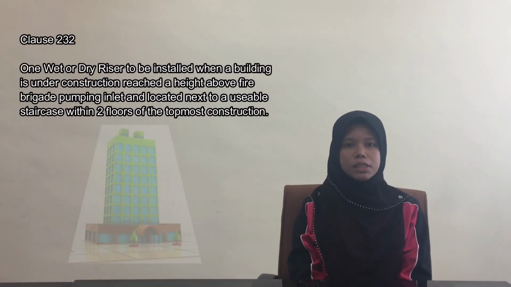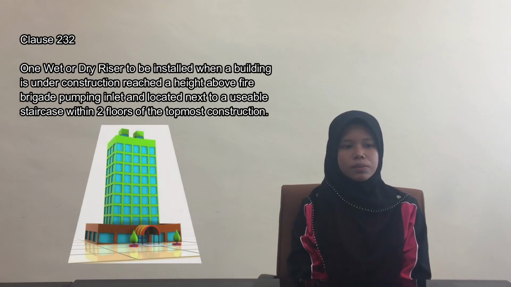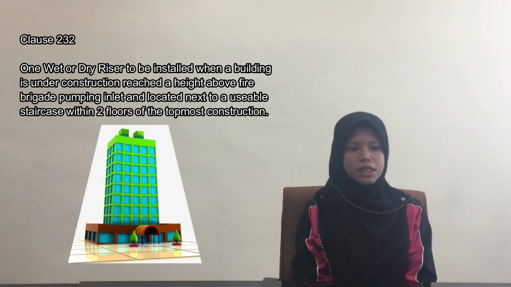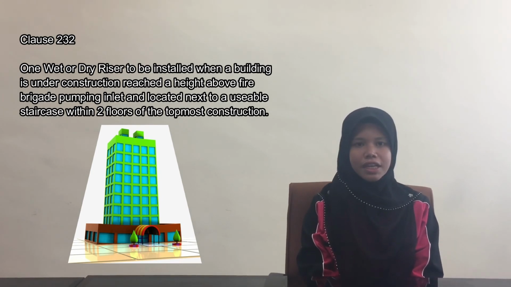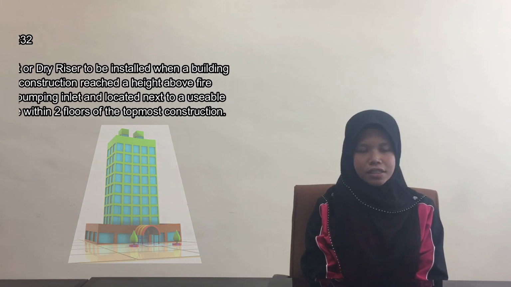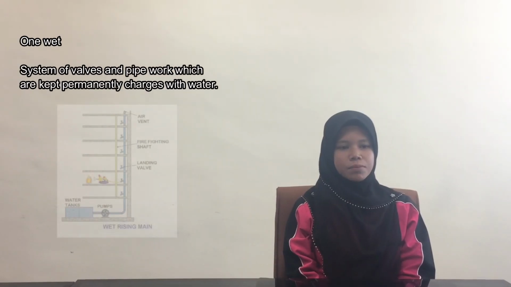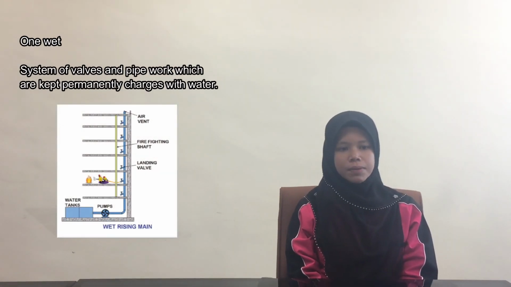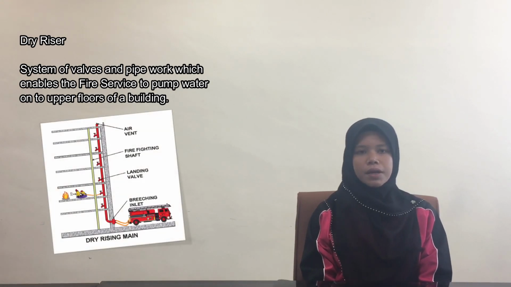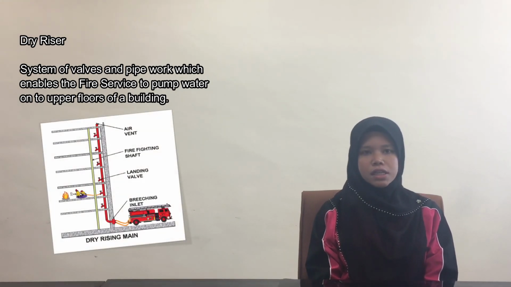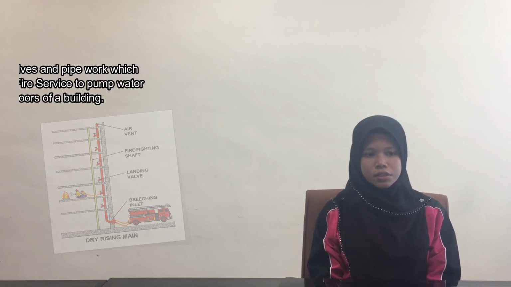Next, I will explain about clause 232, which means one wet or dry riser is to be installed when a building under construction reaches a height above the fire brigade pumping inlet, and located next to a usable staircase within 2 floors of the topmost construction. A wet riser is a system of valves and pipework which are kept permanently charged with water. And lastly, a dry riser is a system of valves and pipework which enables the fire service to pump water onto the upper floors of a building.